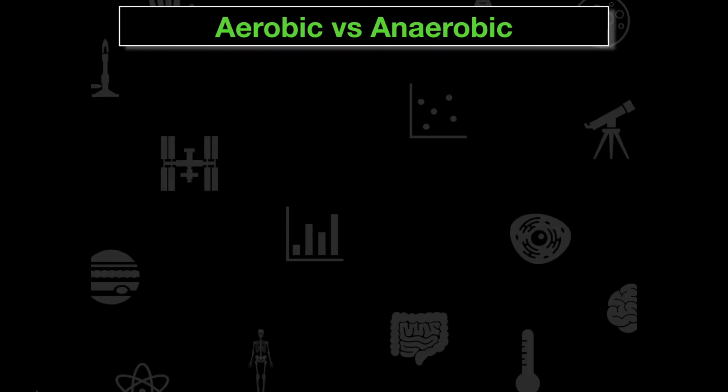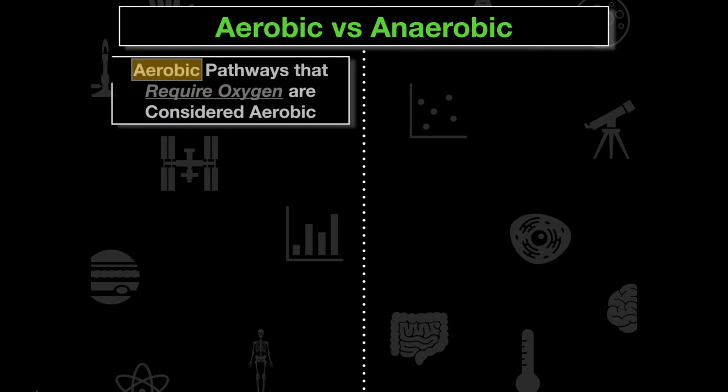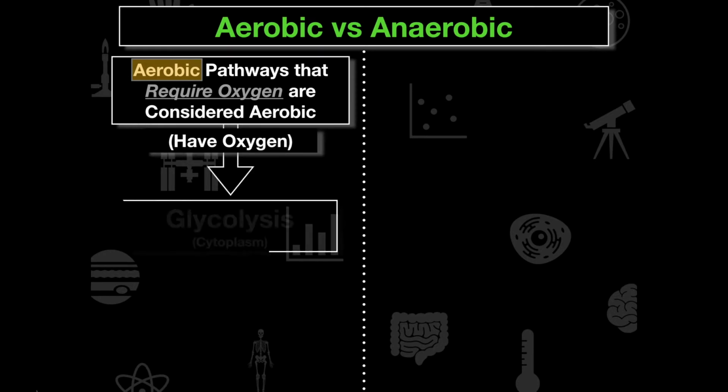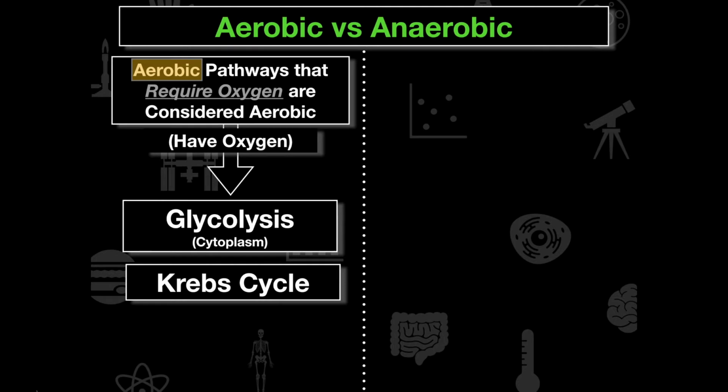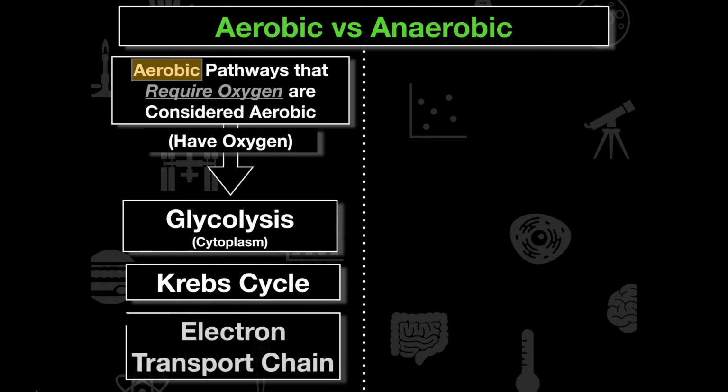Now before we do that, we have to understand aerobic versus anaerobic environments and respiration. Aerobic pathways are pathways that require oxygen, whereas anaerobic pathways will not. During an aerobic pathway, we have oxygen, and the first step of respiration is going to be glycolysis. We're going to break apart our glucose molecule. Assuming that oxygen is present, we'll go down to the Krebs cycle, and then from the Krebs cycle, we'll go down to the electron transport chain.